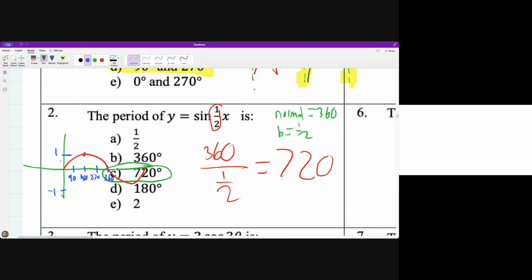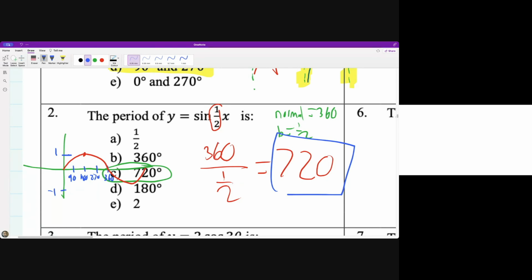Give me a thumbs up if my little drawing helped explain what the 720 period looks like. Okay, so what you need to remember is that to get the new period, you take the old one, divide it by that number, and you get the new one.